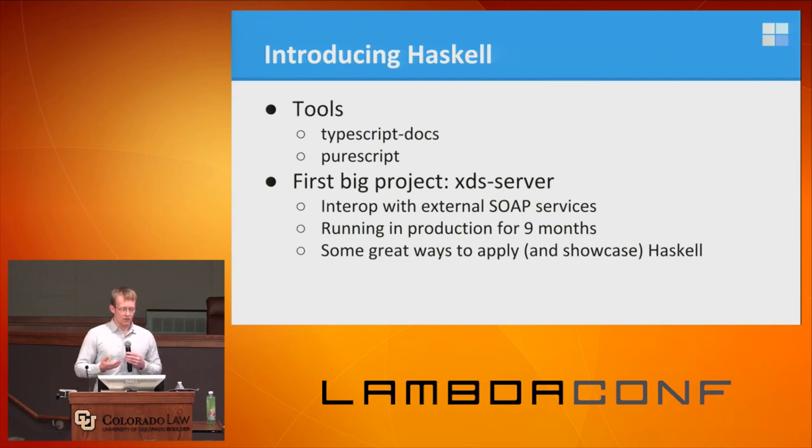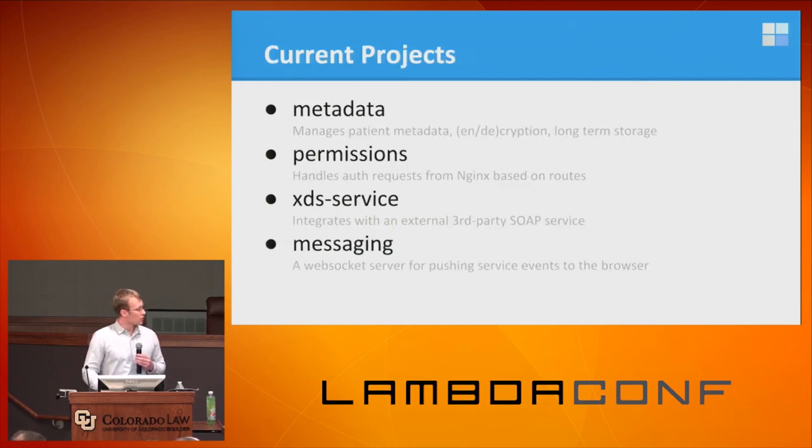So once I'd convinced people it was a good idea, we decided on an isolated microservice called XDS Server. XDS is another little data format that we use. Basically what this was going to do was talk to other SOAP services and parse some data formats using Parsec and a library called Serial, which is kind of like Parsec for binary data formats. It does some data munging and pushes things out to other web services. And that's been running in production for 9 months. It was a great way to prove that Haskell was a viable option.